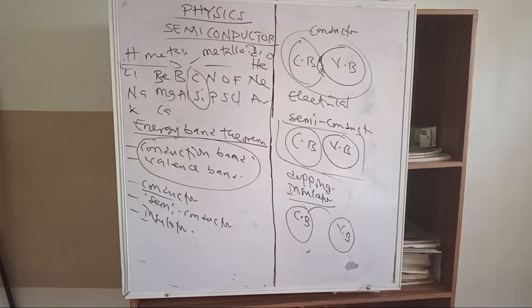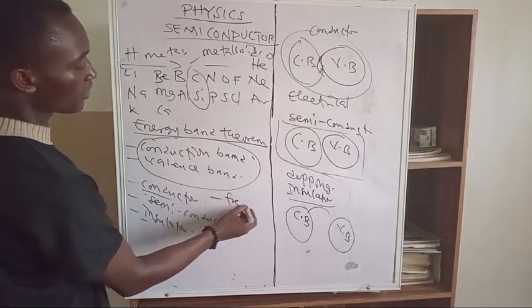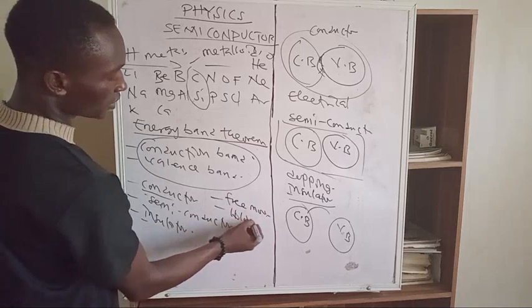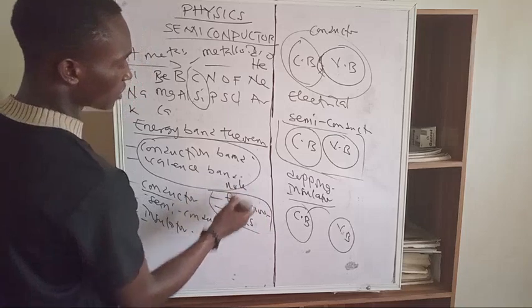So let's look at the molecular structure of a semiconductor. When we talk about the molecular structure of a semiconductor, what are the things we are talking about? We have said that silicon and carbon are examples of semiconductors. Germanium is also an example. Silicon and germanium are tetravalent elements. In the molecular structure of a semiconductor, there are two things we are going to talk about. The first is the free moving electron, and the second is holes. These two are what we call charge carriers.